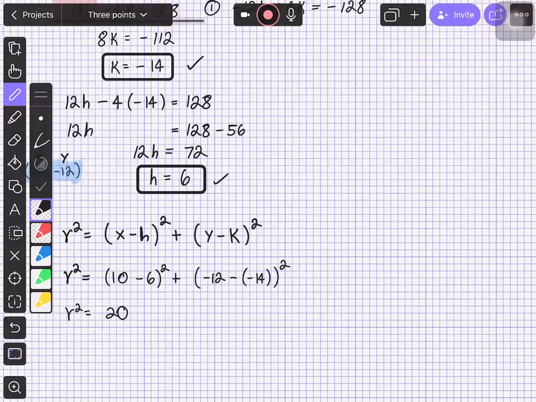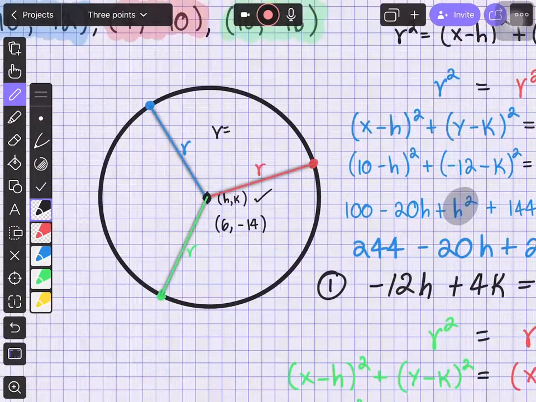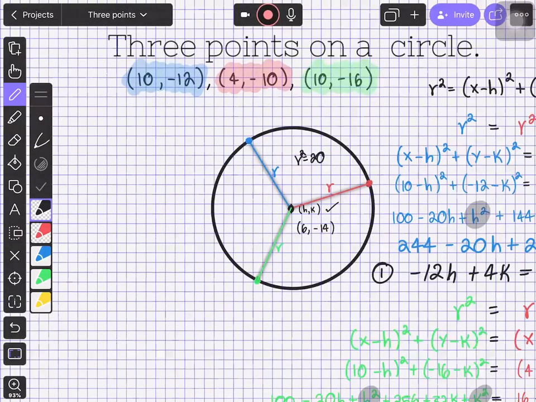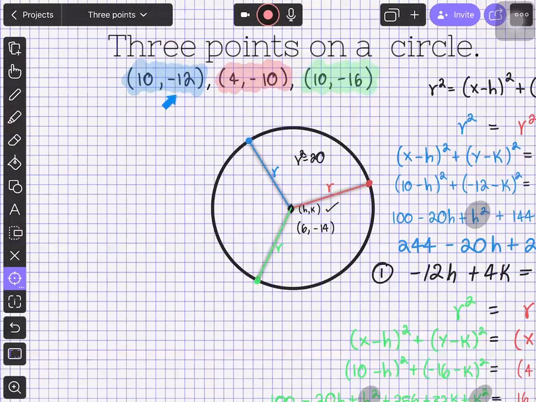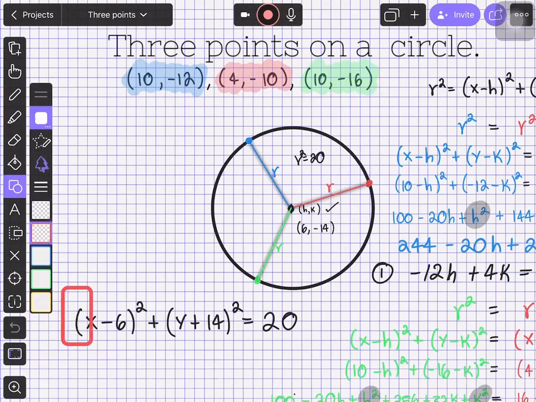And now we can write our equation. Let's put it over here that the radius squared is 20. The equation that has these 3 points on its circumference is x minus 6 squared plus y plus 14 squared equals 20. And we are done.